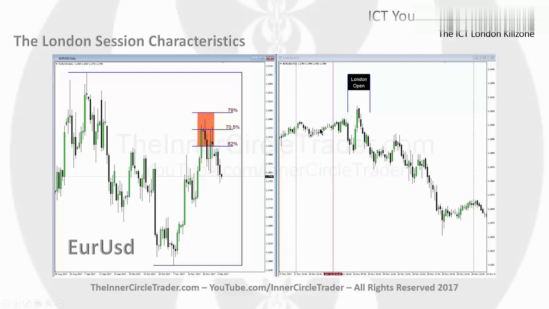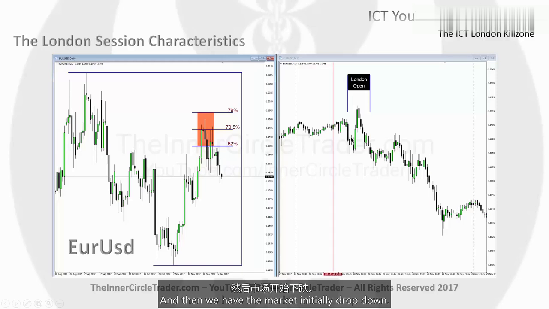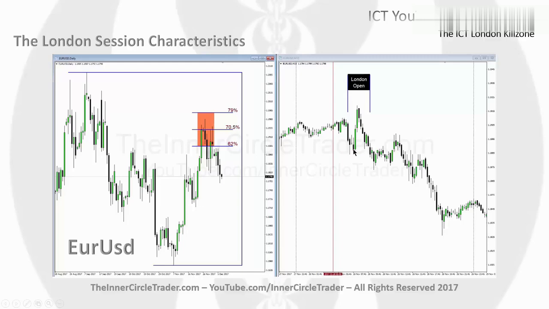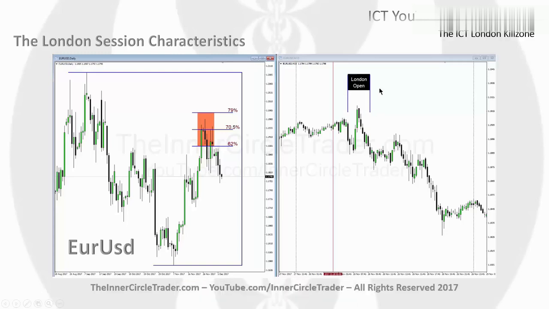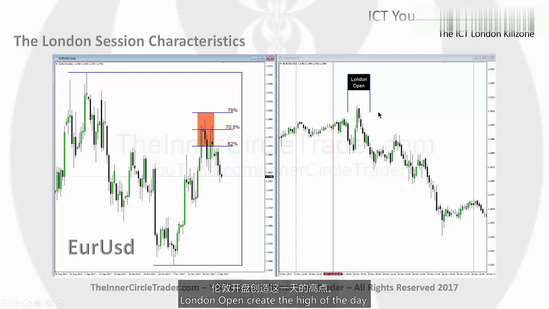and we have the market trading sideways until midnight in New York, and then we have the market initially drop down. We do not worry about that. We want to see it rally up into London Open. It starts this area right here. It's dropping here. We don't want to see that. We want to see price rally up. That's where we'll sell. Notice also that we have equal highs in here, about 10 pips above this short-term high. That gives us the high of the day. At the same time, we would reasonably expect to see London Open create the high of the day.